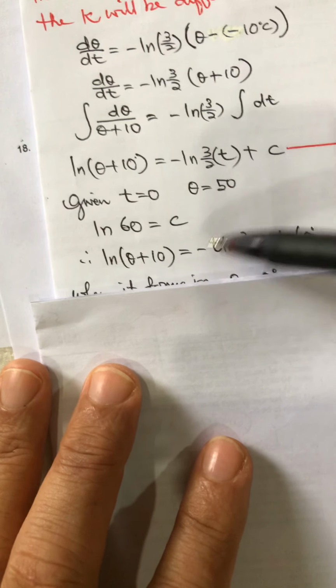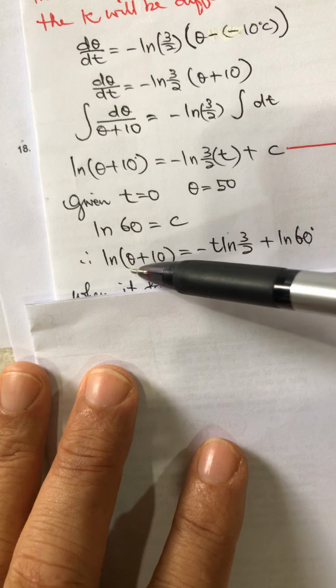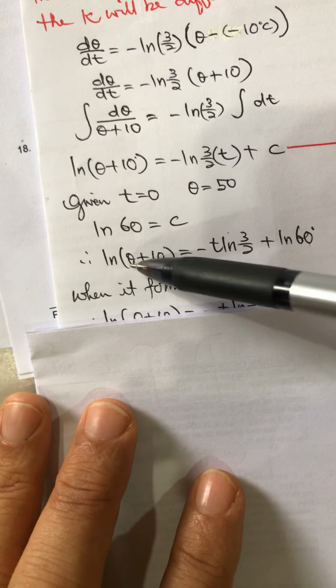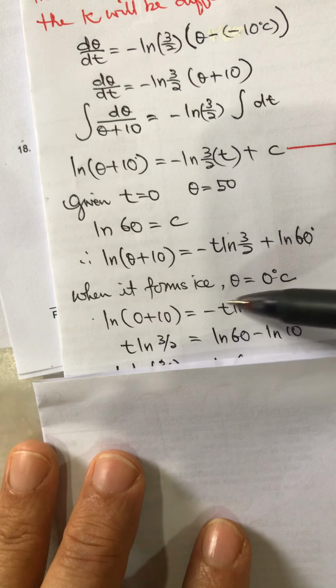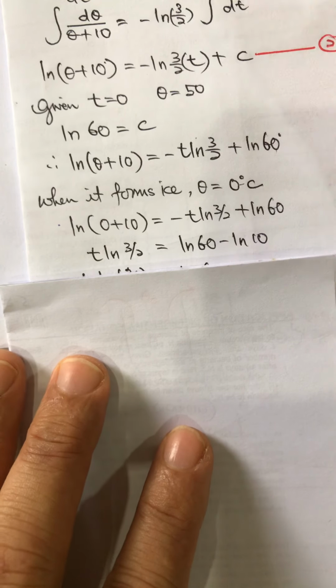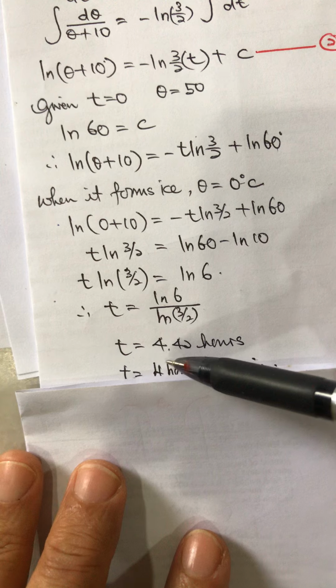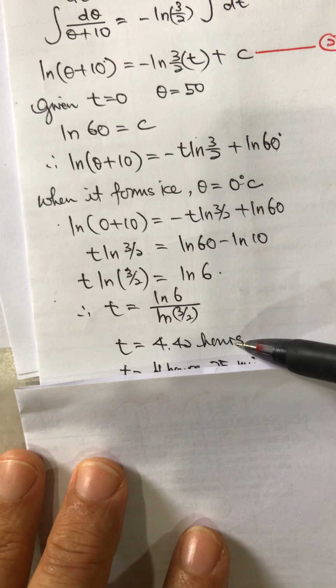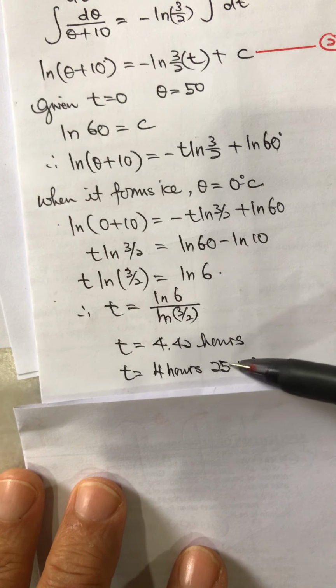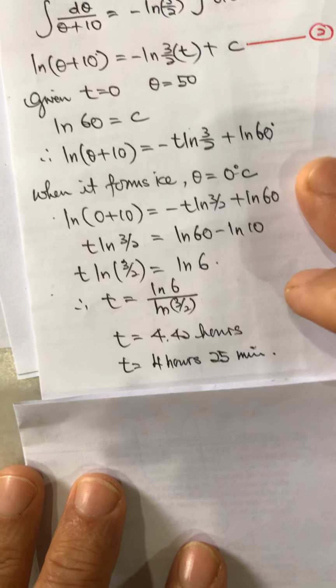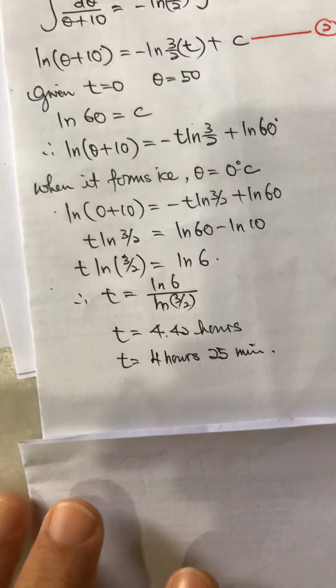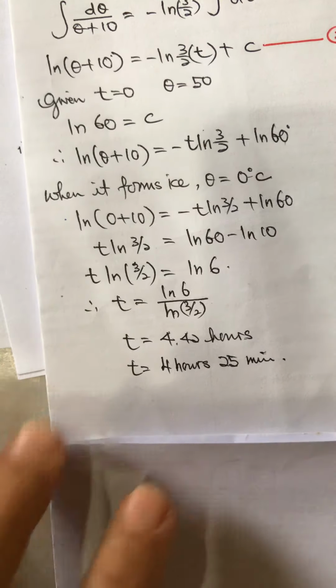Okay, then we want to find the time when it becomes ice. So when it becomes ice, theta is 0. So you substitute theta equal to 0, then you find what is the t. Use a calculator, you get t is 4.42 hours, or 4 hours and 25 minutes. Okay, so that's how we do it. Okay, you can try until question number 18.